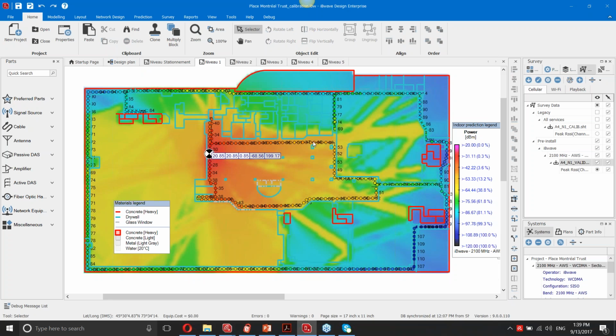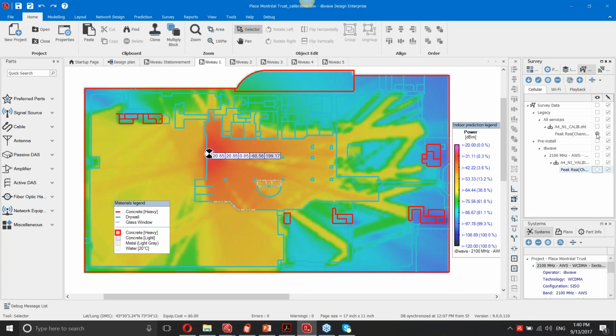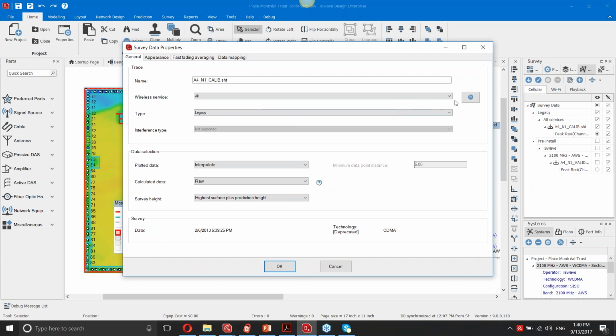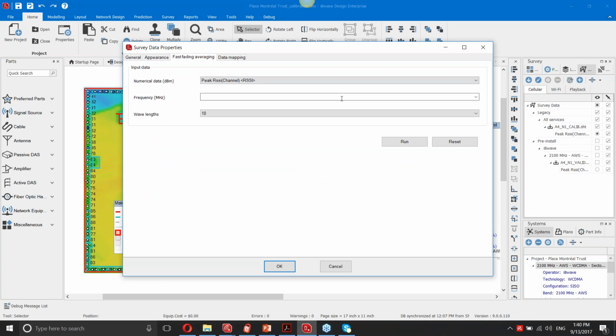So you see now I have fewer points than before. The density of the points is not the same. So now I'm going to basically say I don't want this. I want this one, and do the same thing for that as well. Both times select plotted data as raw data and fast fading average. Fast fading averaging is, yeah, so now how many wavelengths?